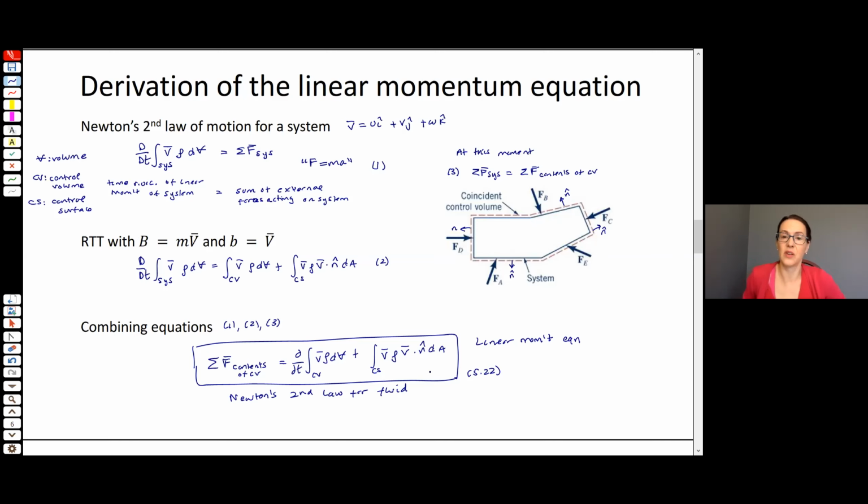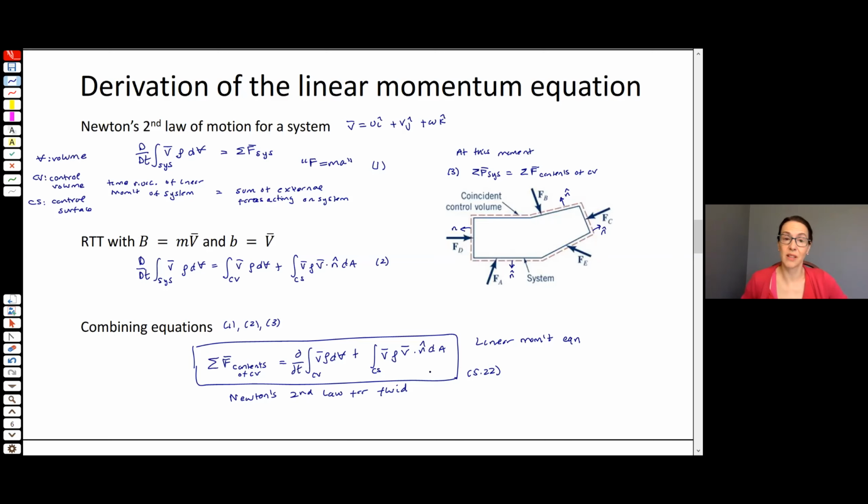And it's valid for any non-accelerating coordinate system, and that's just true of Newton's second law in general. So you can have a coordinate system that's fixed in space, you can have one translating through space on a straight line with constant velocity. You can't have an accelerating coordinate system, because if you do, then Newton's second law in this form is not valid. All right, so there we go.